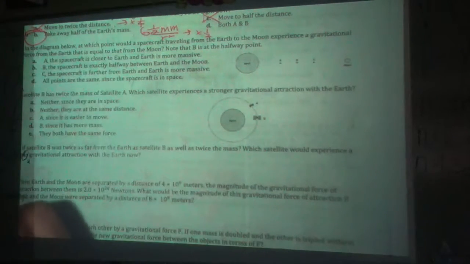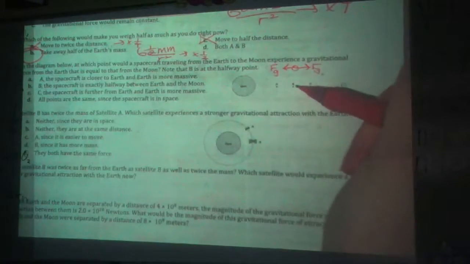At which point would a spacecraft traveling from the Earth to the moon experience a gravitational force from the Earth that is equal to that of the moon? So I want to know at what point would the force towards the Earth and the force towards the moon be equal? Now it's tempting to say B because you're like, oh, it's equal distance. But if you look at your force of gravity equation, it depends on lots of things, right? It depends on the masses and the distance. So at this halfway point B, the forces would not be equal. It would feel a bigger force towards the Earth because the Earth has a greater mass. So the point where it would be balanced would be C.